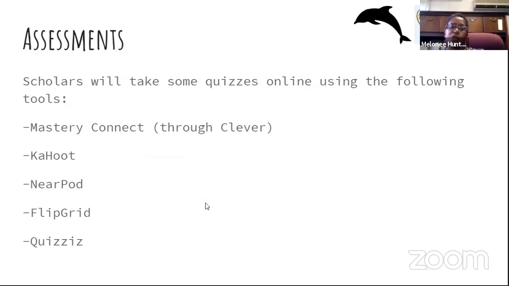Assessments. Students will be taking quizzes online using some of the tools you see listed here. Mastery Connect, which they can get to through Clever. Kahoot, which is a highly competitive, really fun way to review. Nearpod, which Ms. Hemmond reviewed with you, is one way that we can assess. She can add a quiz inside the Nearpod slides where students can take assessments, as well as Flipgrid. So video response can also be an assessment.